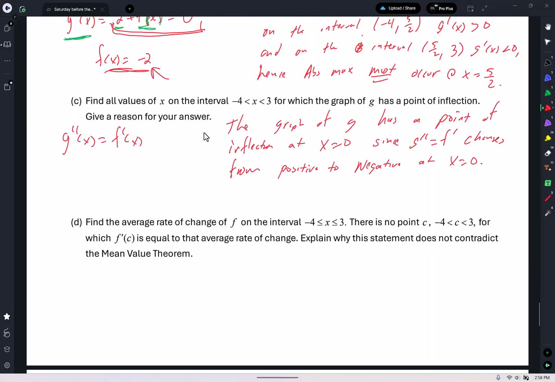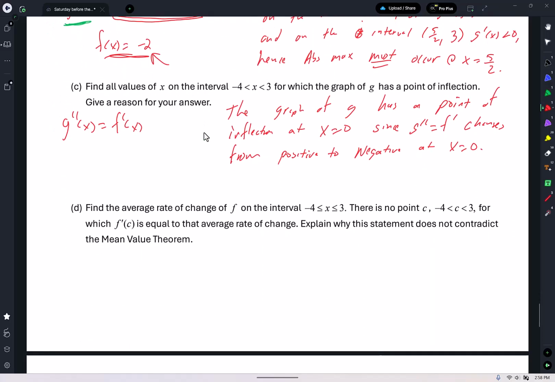Find the average rate of change of f on the interval negative 4 to 3. There is no point C between negative 4 and 3 for which f prime is equal to the average rate of change. Explain why this statement does not contradict the mean value theorem. Mean value theorem is f prime of C equals f of B minus f of A over B minus A.